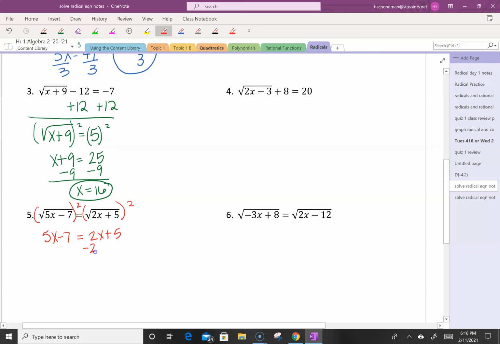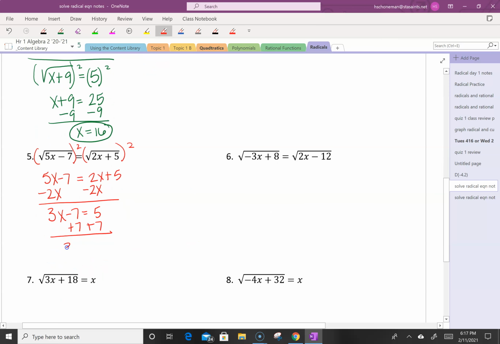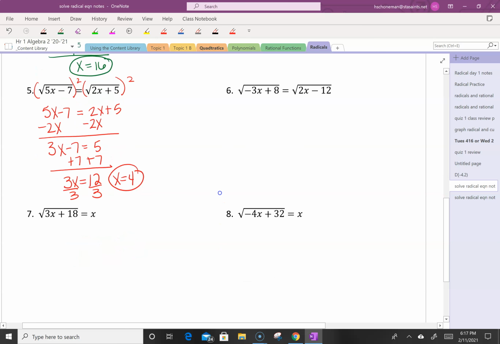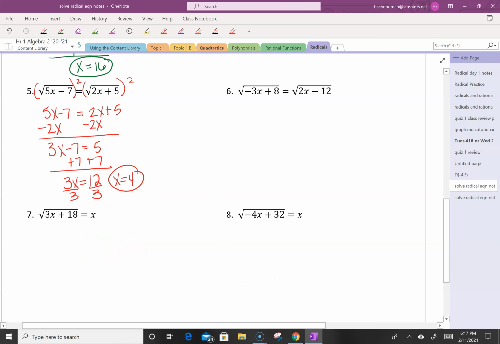So now to solve, I'm going to subtract 2x from both sides. So I get 3x minus 7 equals 5. Then I'm going to add 7 to both sides. So I get 3x equals 12. Divide by 3. So x equals 4. Okay, number 7. Same thing on number 6. We're just going to square both sides.